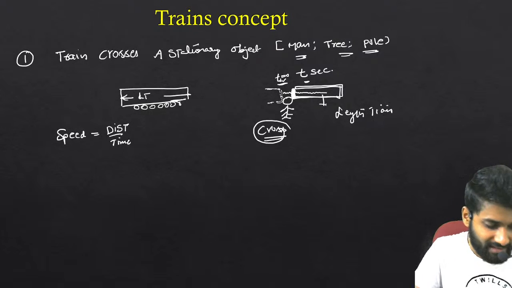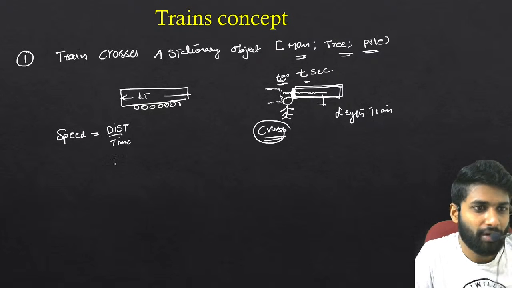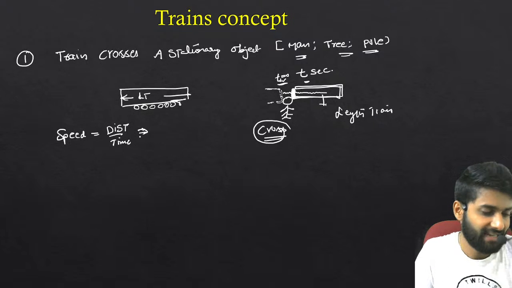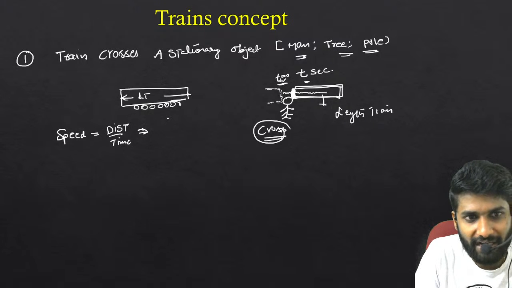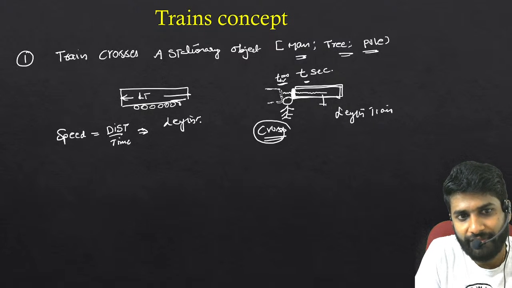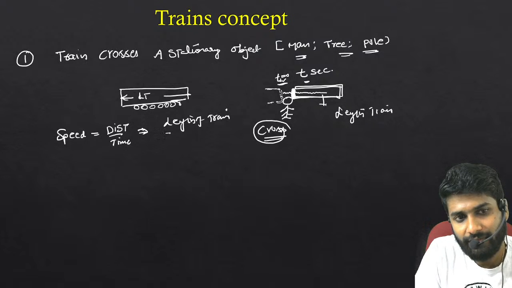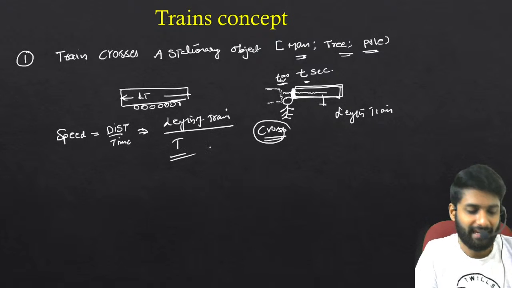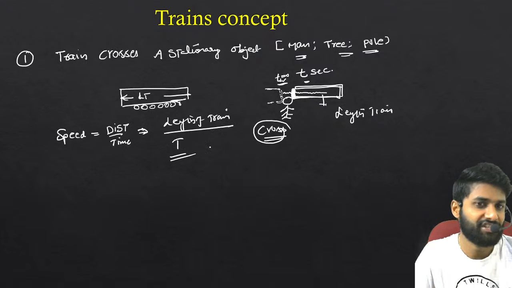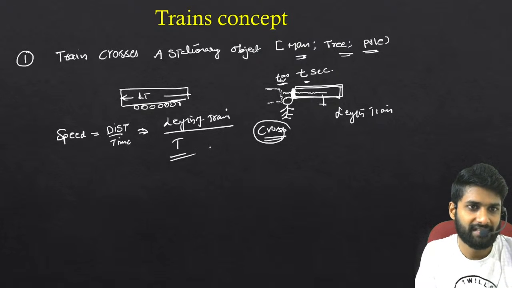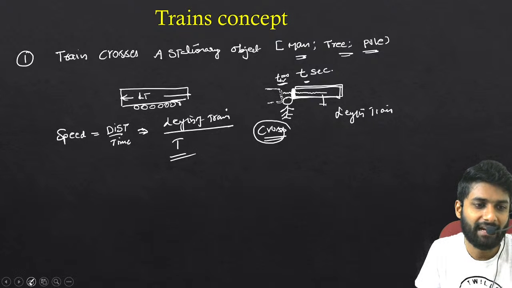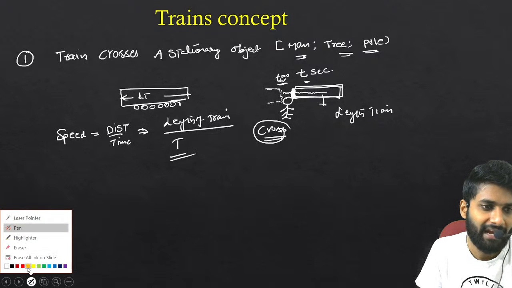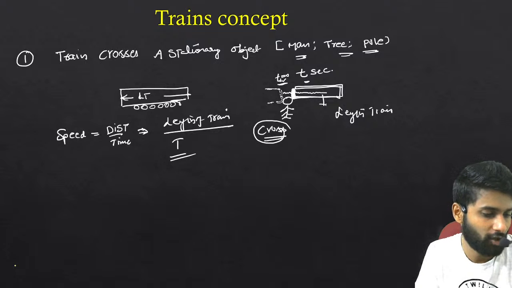The entire train can cover a distance exactly equal to the length of the train. That's why, if a train crosses a stationary thing, the speed of the train is exactly equal to the length of the train divided by the time taken to cross that particular stationary object.